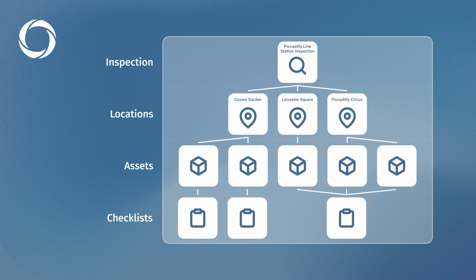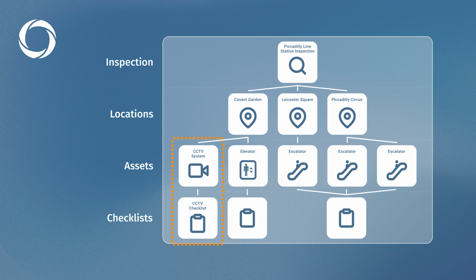Within each station, the inspector needs to check various components such as the CCTV system, elevators, escalators, and so on. These are the assets. Each asset is inspected using a checklist. For instance, the CCTV system has its own checklist, elevators have theirs, escalators theirs, and so on. Some stations may have multiple escalators, and instead of creating a new checklist for each one, the system allows the same checklist template to be reused across all escalators.